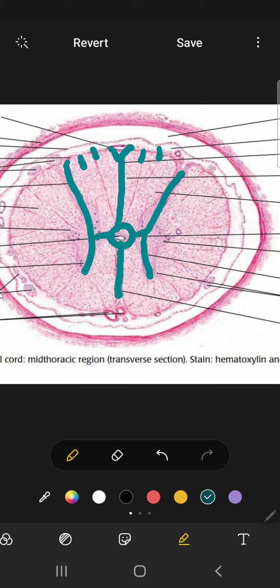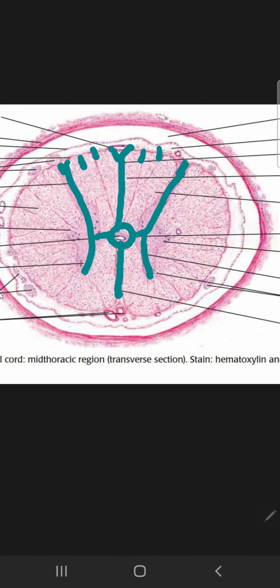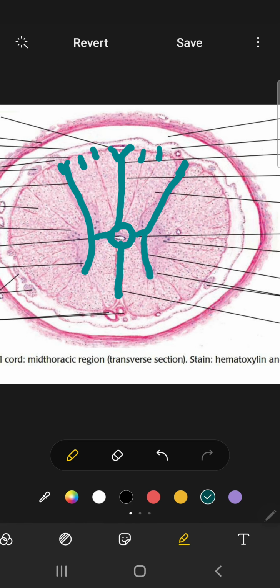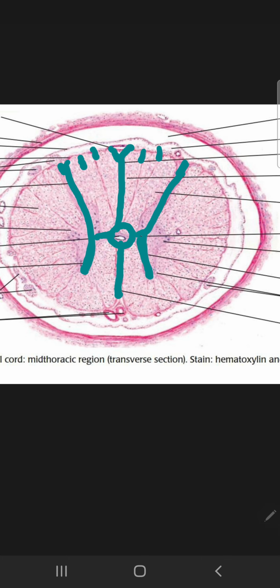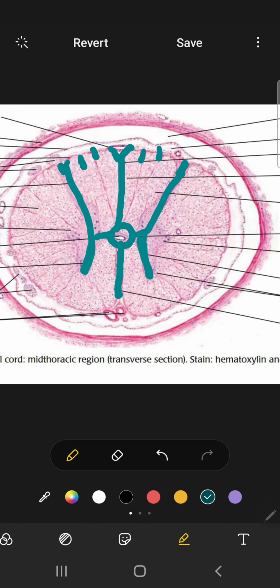The two dorsal limbs of the H, this one and this one, are known as posterior horns. Similarly, the ventral limbs of the H, these, are called the anterior horns. The posterior horns contain sensory neurons, while the anterior horns contain motor neurons concerned with the innervation of skeletal muscles. The central canal is situated in the horizontal bar of the H.